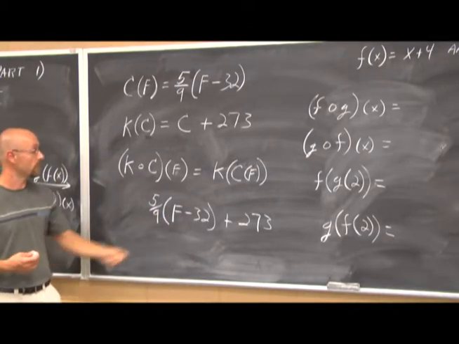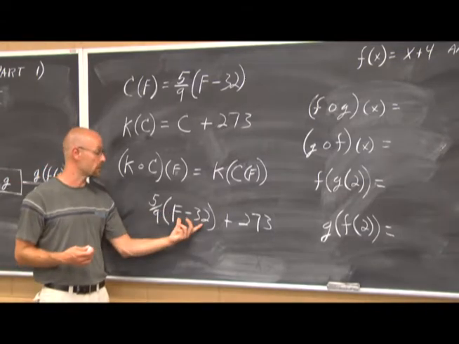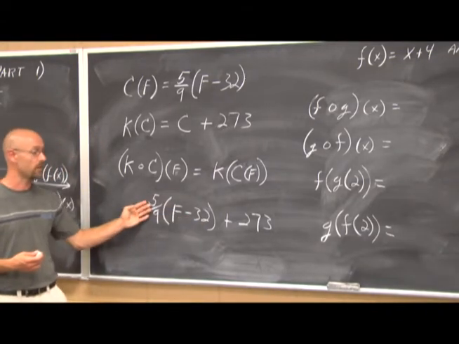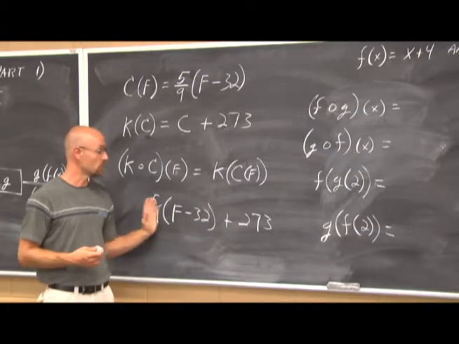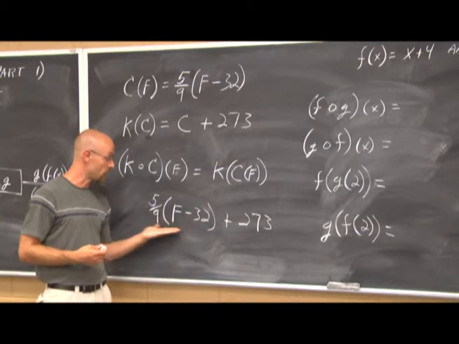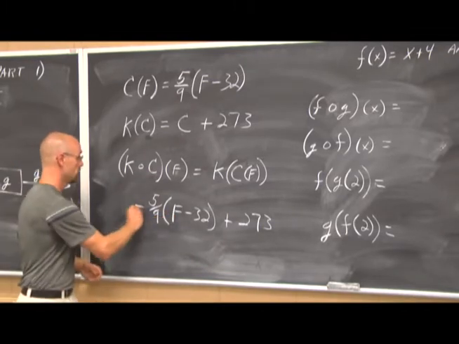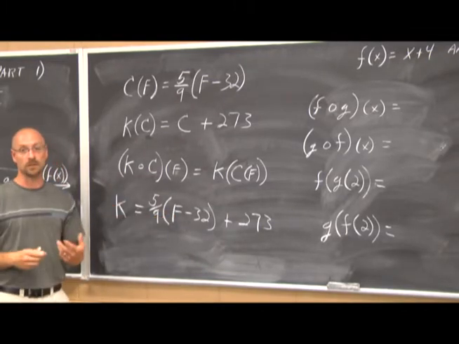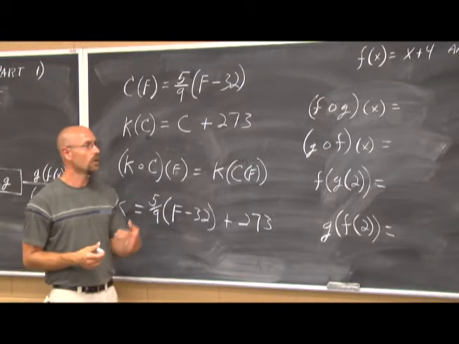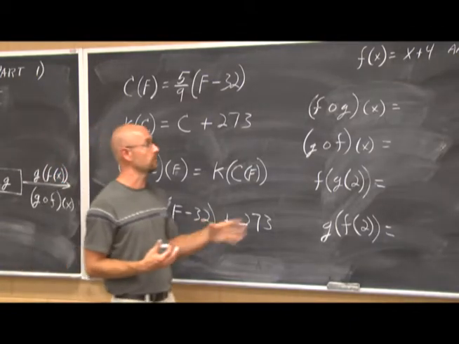Now, if I want to know Kelvin, I plug in Fahrenheit, I subtract 32, I multiply it by 5/9 and add 273. So it's one mathematical representation to go from Fahrenheit straight to some temperature in degrees Kelvin. So let's look at building some composite functions.